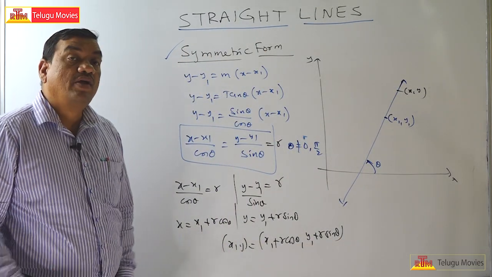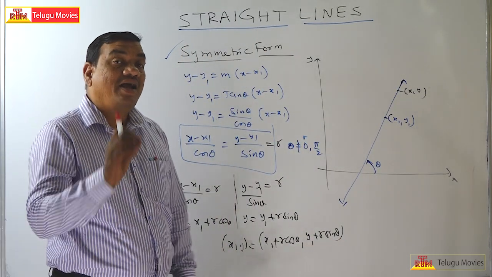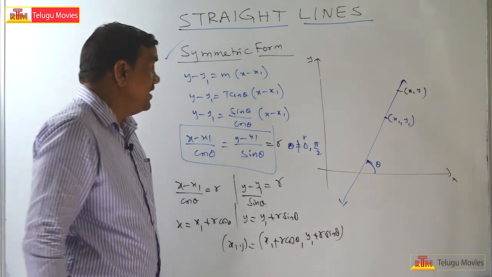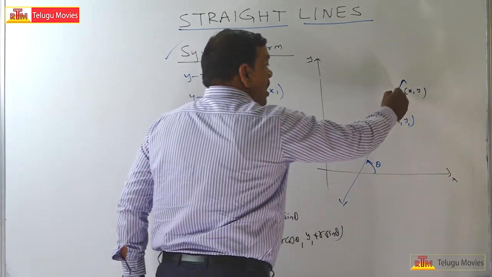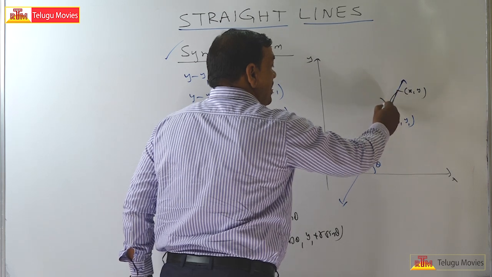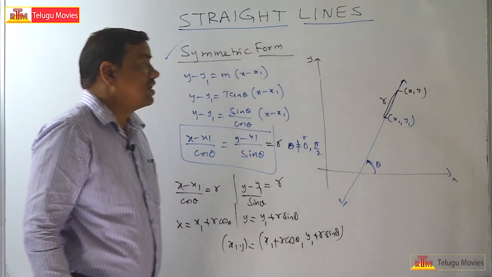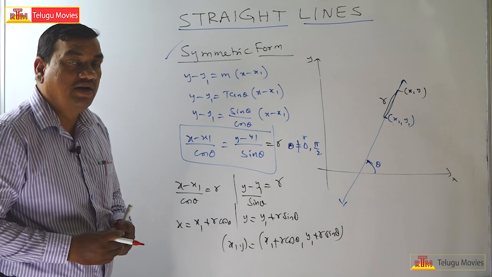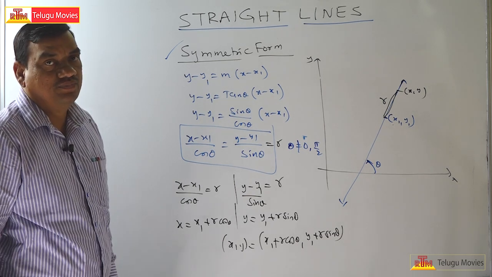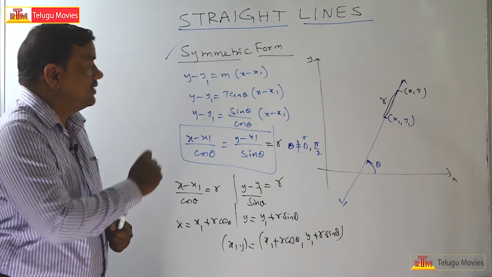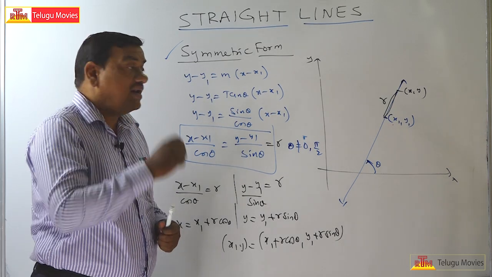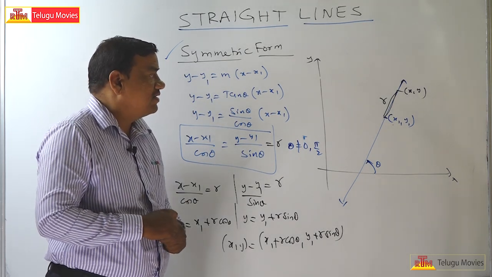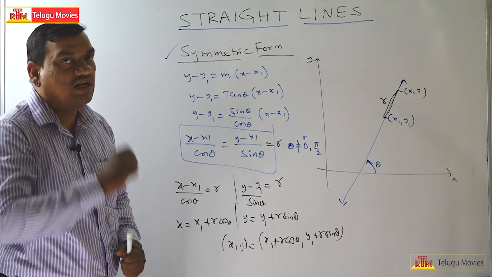What is x comma y? X comma y is any arbitrary point on the line. What is r? R is the distance between the given point x1 comma y1 and that arbitrary point x comma y. So from this concept we learn a very interesting topic. Let us continue the class.